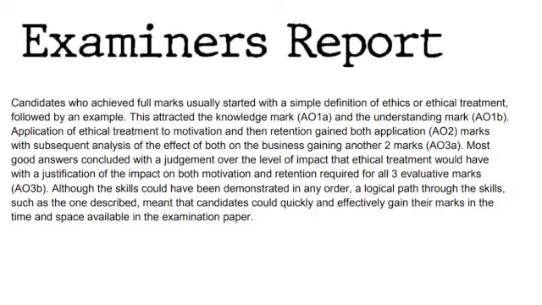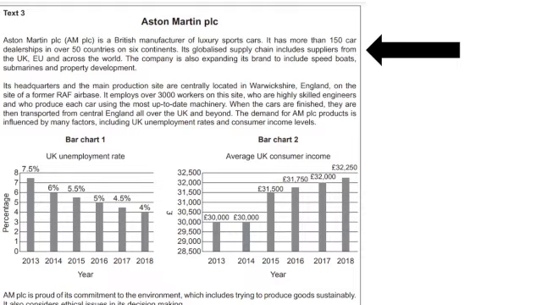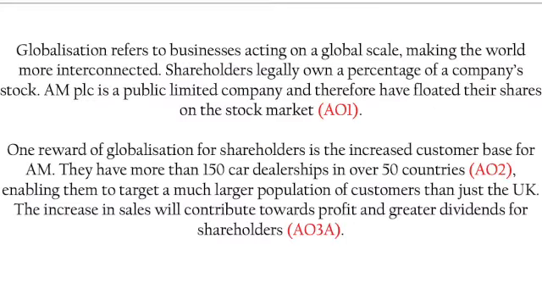So the next question that we're looking at is Aston Martin. And again, we've got these questions. Evaluate how globalization may bring risk and reward to the shareholders of Aston Martin PLC. So I've looked at the case study again. I feel personally that the first paragraph is absolutely key for this in terms of how they operate globally. They've got a globalized supply chain. They operate in over 50 countries and have 150 car dealerships. Now, I'm not saying you need to use all of that, but I think that first paragraph is essential on globalization. So again, feel free to pause.